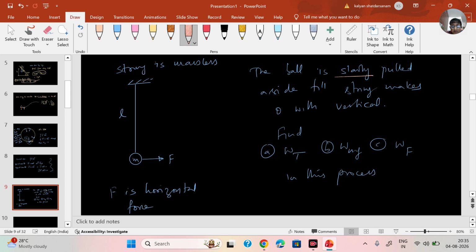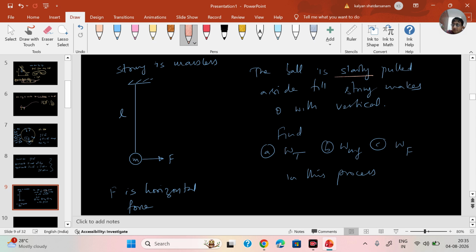See, whenever this word slowly comes in physics, it means, I'm just giving an example, but exactly this is how it is. The ball moves 1 millimeter in 1 million years. That is the meaning of slow. Let me explain. The ball is moving 1 millimeter in 1 million years. So the speed of the ball is 1 millimeter per million years.